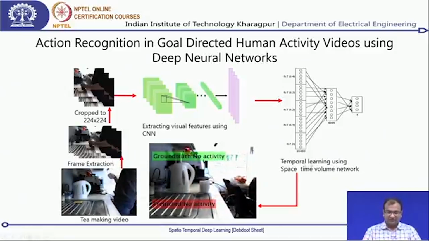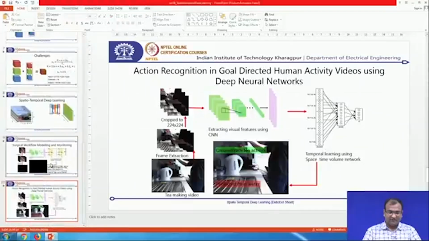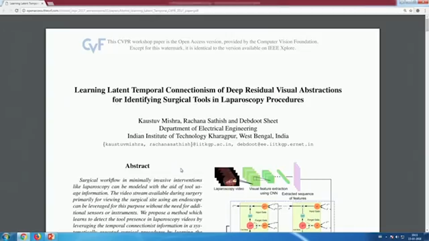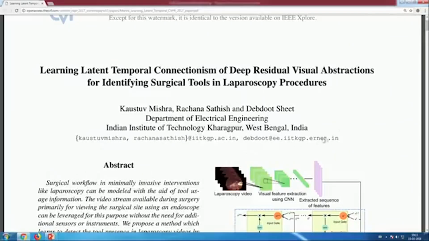Now, if we get back to trying to understand some of these predominant problems, then I would definitely refer you to this particular paper which we published in CVPR in 2017.